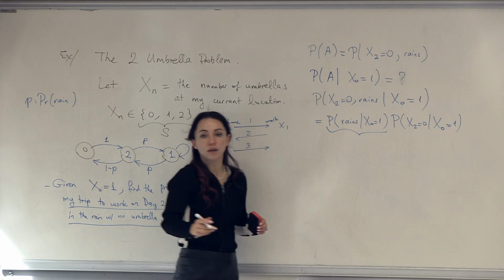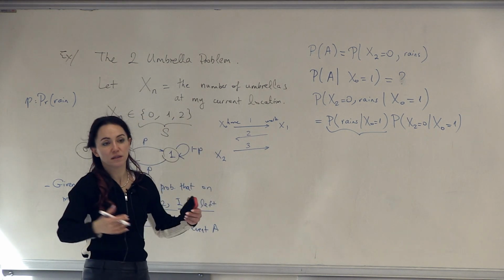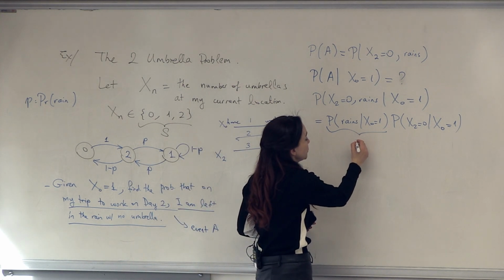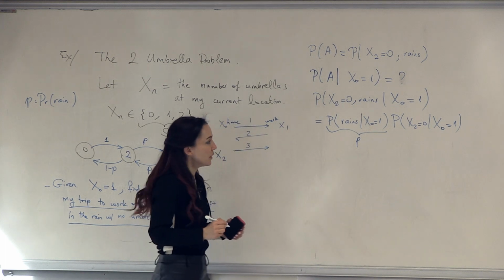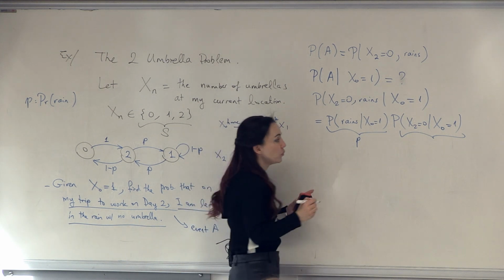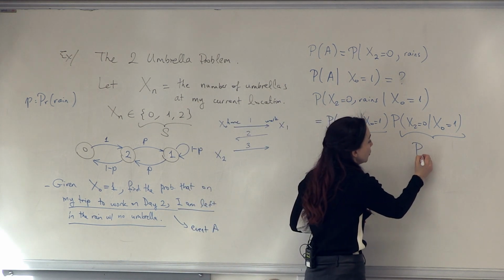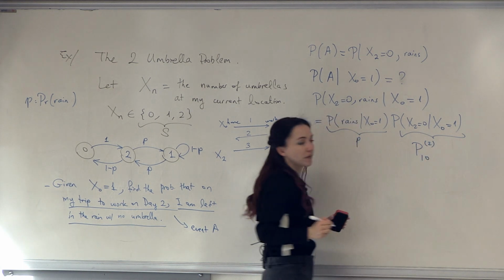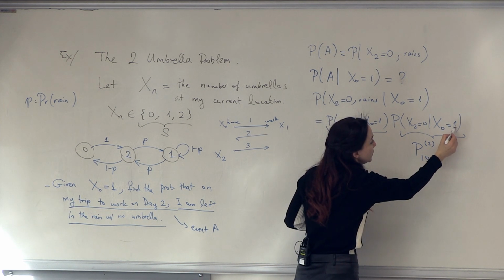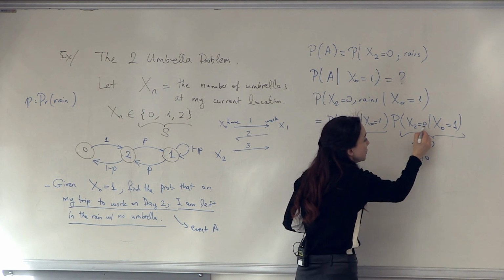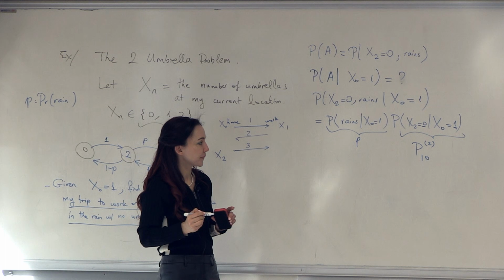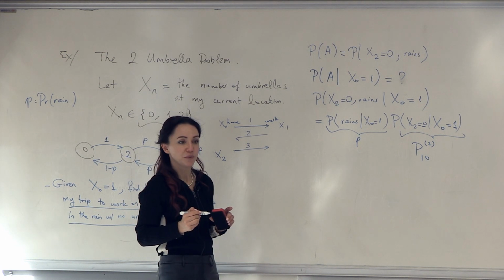Clearly, the event of rain is independent of the state. As specified in the problem, this probability is always p. But what is this other probability? This is what we have defined as P_10^(2), the probability of transitioning from state 1 to state 0 in 2 steps. Any questions?